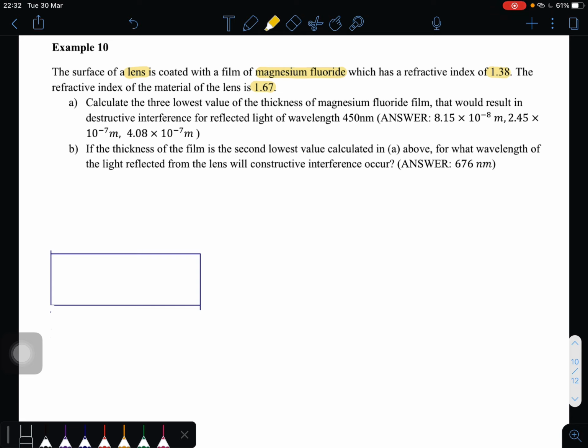Okay, so now it is the same as example 9. We have a lens. This is the lens, and on top of it is coated with magnesium fluoride. And then we know that light will travel from a medium of air. So that will be the light. Okay, so let's draw this again. So we have air here, and in the middle will be the coating, then at the bottom will be the lens.